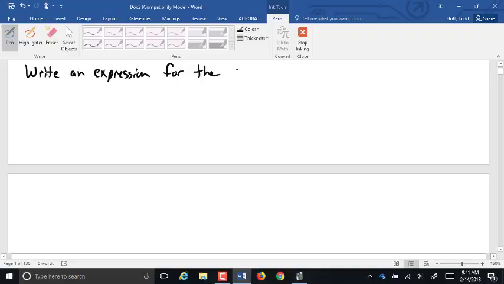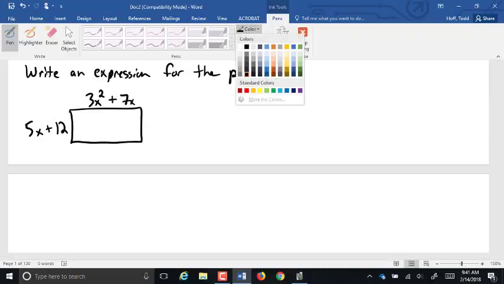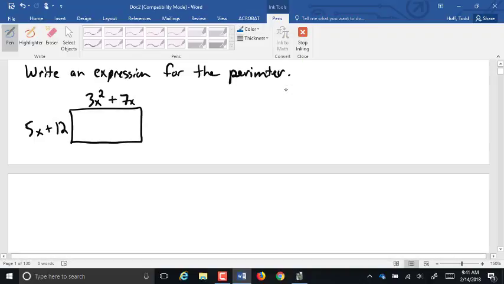One thing we've talked about a lot is the perimeter. If I give you a rectangle that has a length of 3x squared plus 7x and a width of 5x plus 12, I want you to write an expression for the perimeter. Remember, the perimeter is 2 times the length plus 2 times the width.